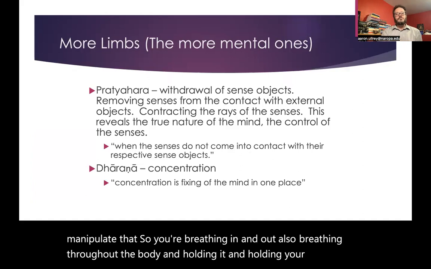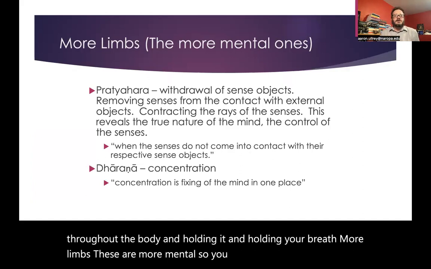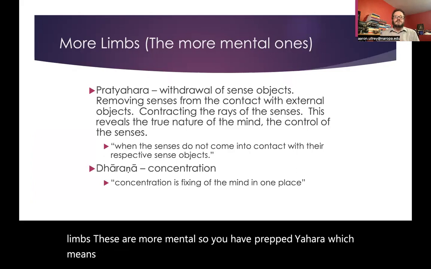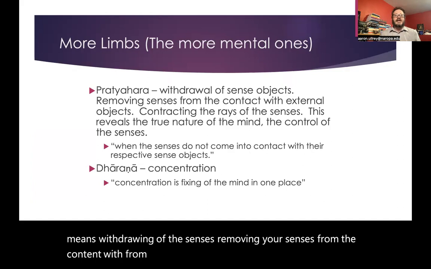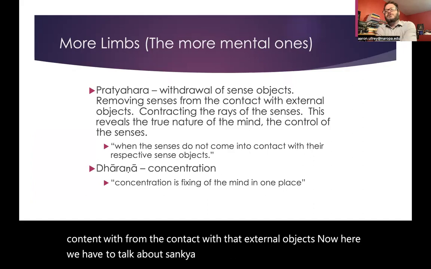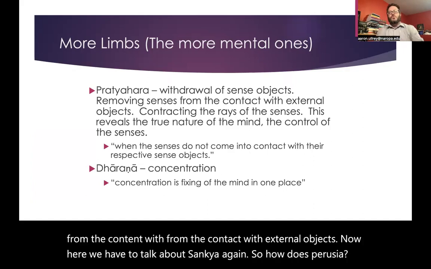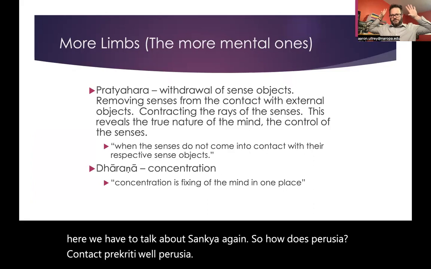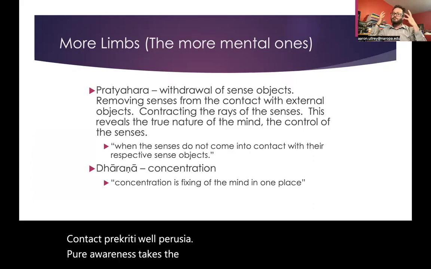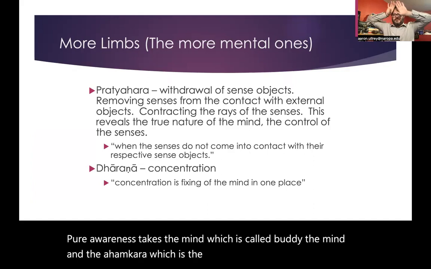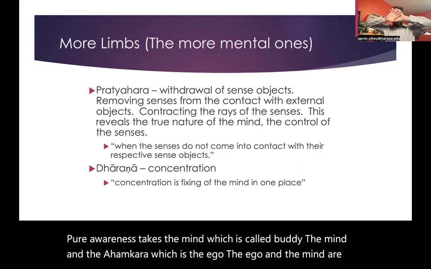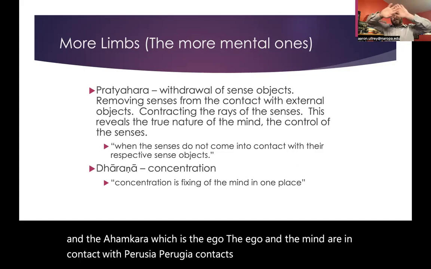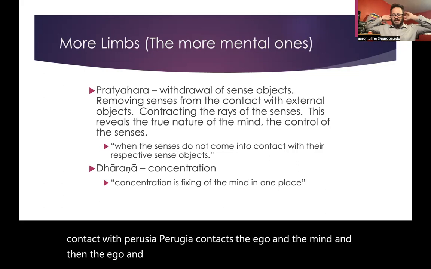More limbs. These are more mental. So you have pratyahara, which means withdrawing of the senses, removing your senses from contact with external objects. Now here we have to talk about Samkhya again. So how does Purusha contact Prakriti? Well, Purusha, pure awareness, takes the mind, which is called buddhi, and the ahankara, which is the ego. The ego and the mind are in contact with Purusha. Purusha contacts the ego and the mind, and then the ego and the mind go out and contact the senses.